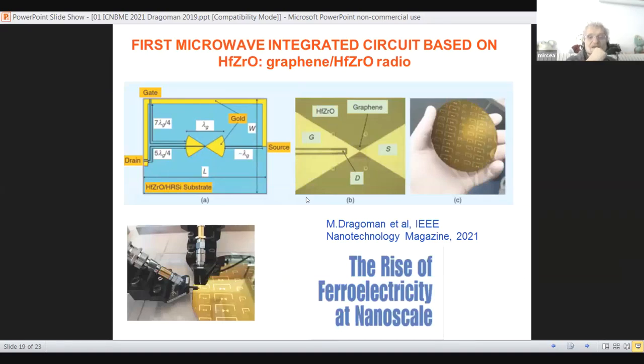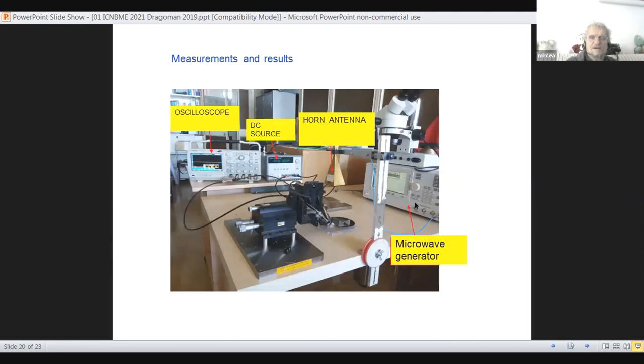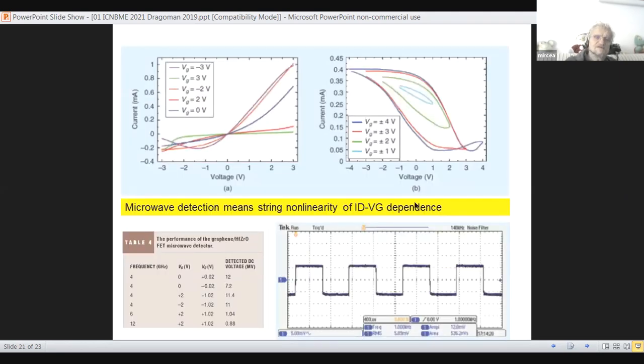Okay. In microarrays, we have succeeded to implement the first integrated circuit based on hafnium zirconium oxide and to make a radio. Basically, this is also a transistor, but this transistor has the drain and source in the shape of a bow tie antenna. Below it is graphene, and below is hafnium oxide doped with zirconium. And it is a very versatile detector. Here is the setup we have measured.